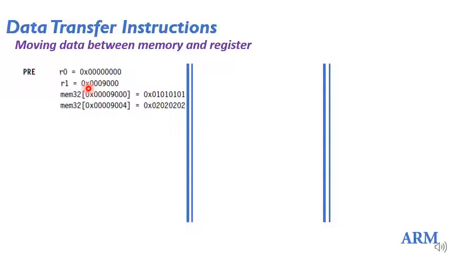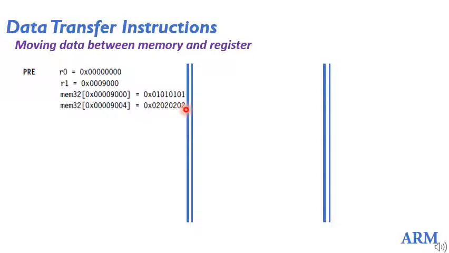The content of a memory location, the notation is like this, that is memory 32, meaning 32-bit data at the memory location 9000. That is 01, 01, 01, 01, so 4 memory locations will be occupied by the 32-bit data. The next memory location of our interest is 9004. Its contents are 02, 02, 02, 02, all in hex.